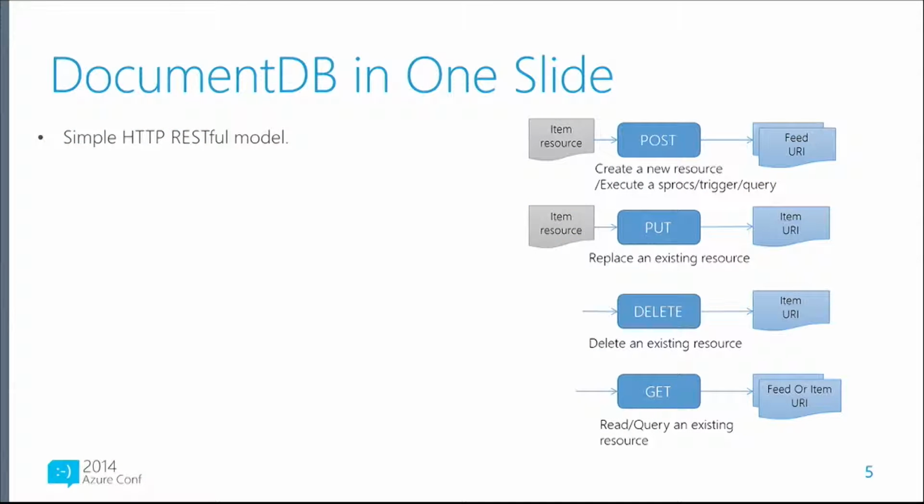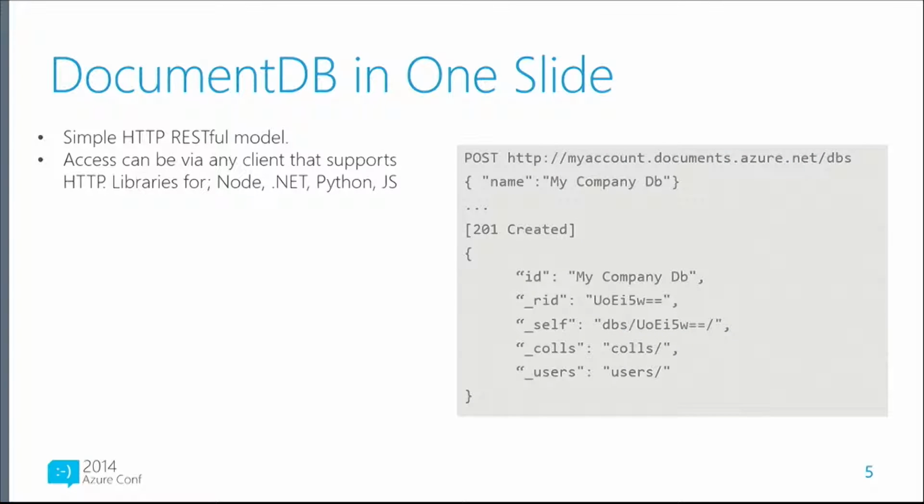Surprise, surprise, it is a RESTful service, right? So it's a RESTful model and you access everything over HTTP, using HTTP verbs against URI endpoints. That means that access can be from any client that supports HTTP, which is pretty well everything. Right? And you can either write those RESTful calls yourself, or you can use some libraries that have been provided by Microsoft, and they include support for things like Node, for .NET, for Python, and for JavaScript.